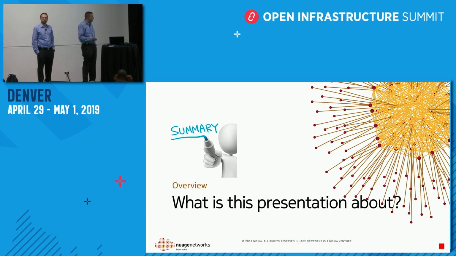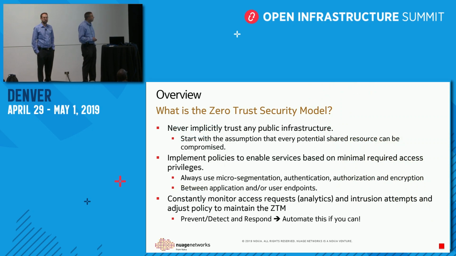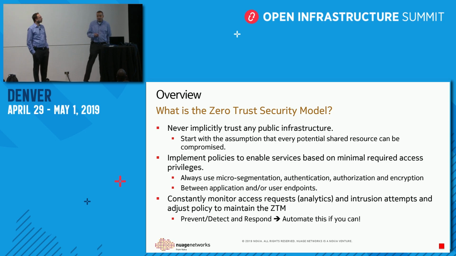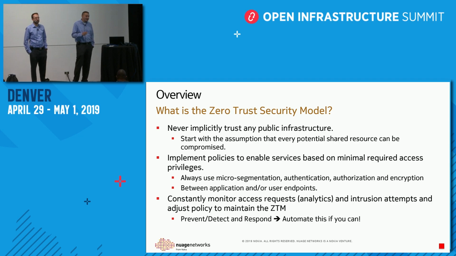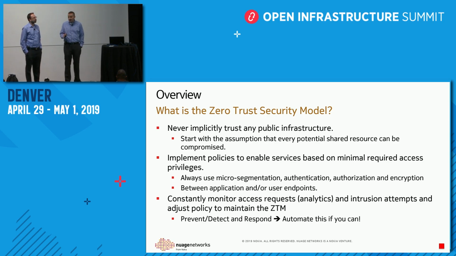So what are we going to talk about today? What is the zero trust model? This term is thrown around a lot, and a lot of people still don't quite understand exactly what it is. Zero trust is the idea that you assume everything is untrusted. Assume everyone is out to get you. I know this is kind of a bit of paranoia, and most people are not out to get you. But the idea is never implicitly trust anything or anyone.